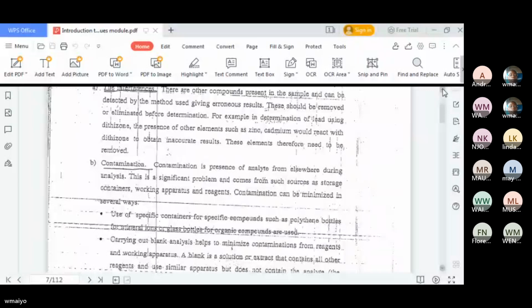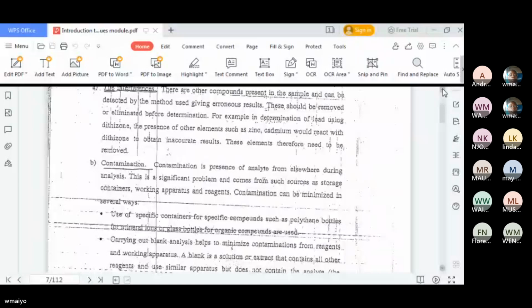in the next topic, that is on steps of analysis, I think this one outlines the major steps that you follow in any analysis. Of course, analysis is divided into two. We have qualitative analysis, and then we have quantitative. Qualitative is identification of the components present. Quantitative is determination of the amount of a particular analyte in a given sample. Here you are talking of relative quantities.